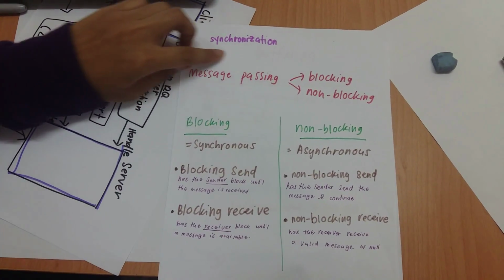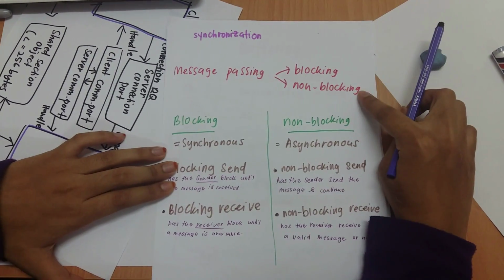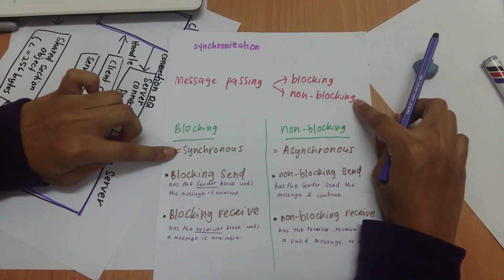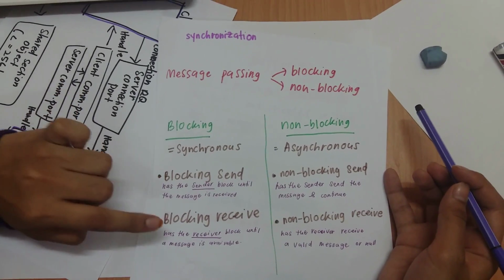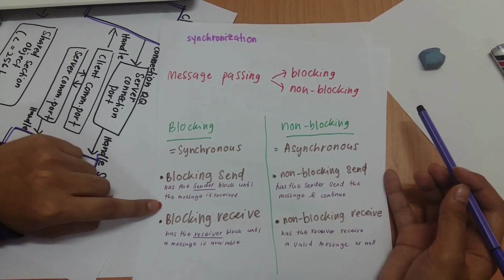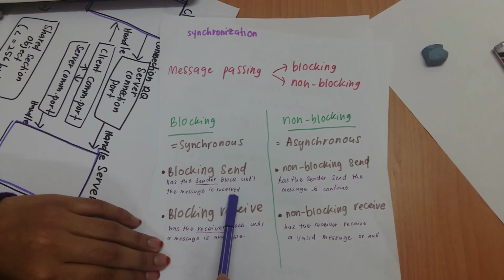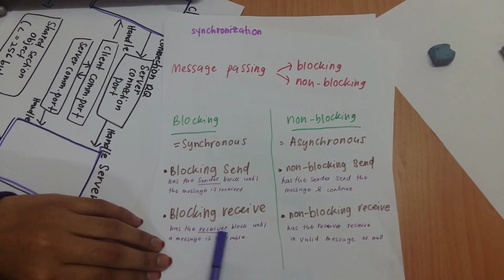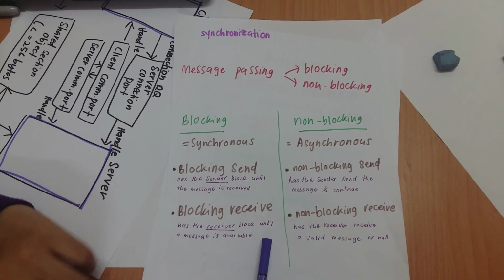Next is synchronization. Message passing may be either blocking or non-blocking. Blocking is considered synchronous. Under blocking, there are two points, which are blocking send and blocking receive. Blocking send has the sender block until the message is received. Meanwhile, blocking receive has the receiver block until a message is available.